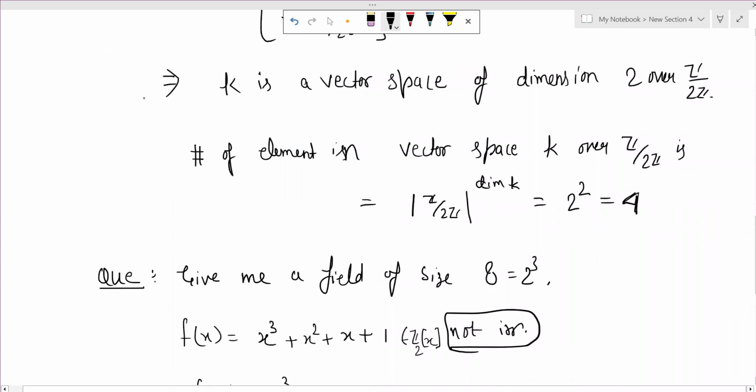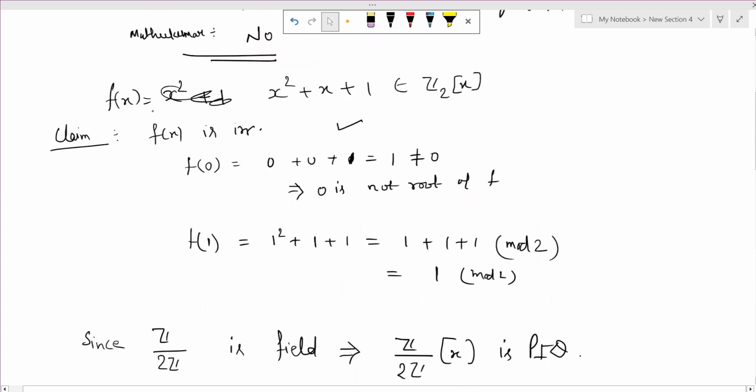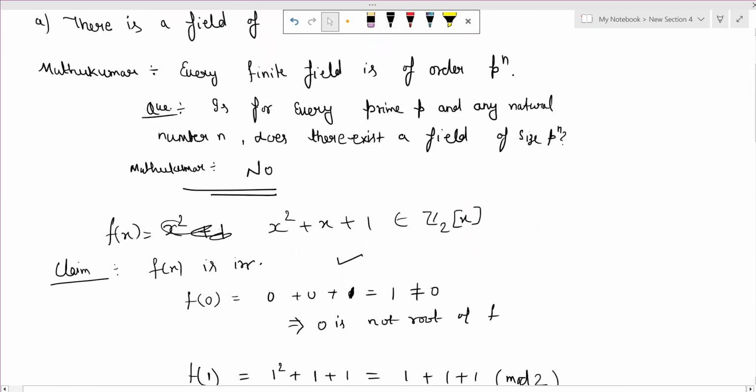So now what? How will you generalize this statement? I gave you 2 square and 2 cube. Now you can give a similar idea for 2 to the power 4, 2 to the power 5, and so on. But how will you generalize this statement for any prime p and for any natural number n? Tell me.